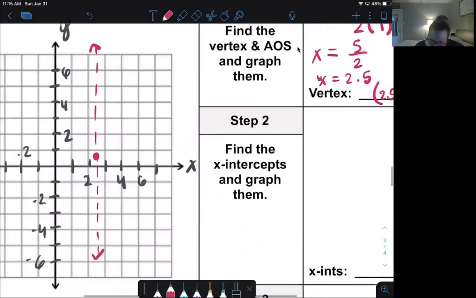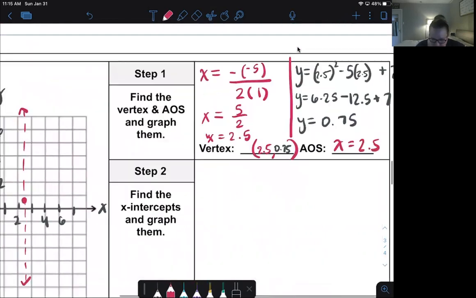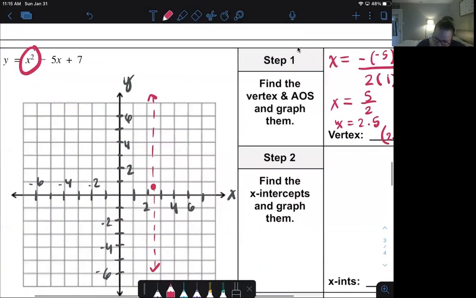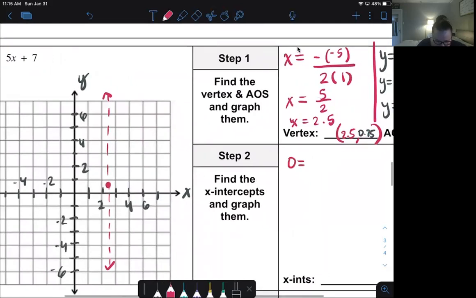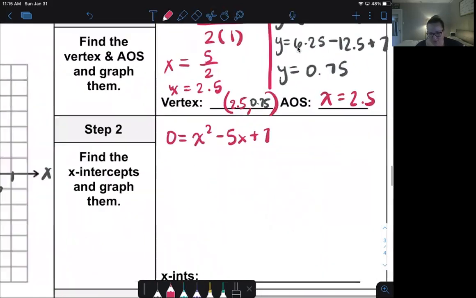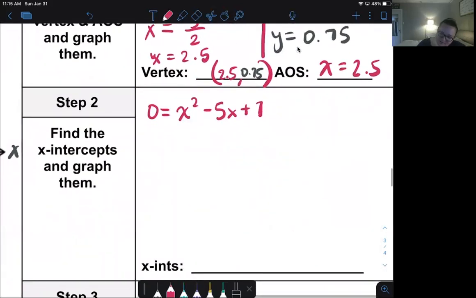Okay. Now let's find our x-intercepts. So our equation is 0 equals x squared minus 5x plus 7. Okay, so 7 times 1 is 7, and the only factors of 7 are 1 and 7. So this isn't factorable because 1 and 7 don't add or subtract to get negative 5, which means we're going to have to use the quadratic formula, or we could complete the square. But for this problem, the quadratic formula is the path of least resistance.